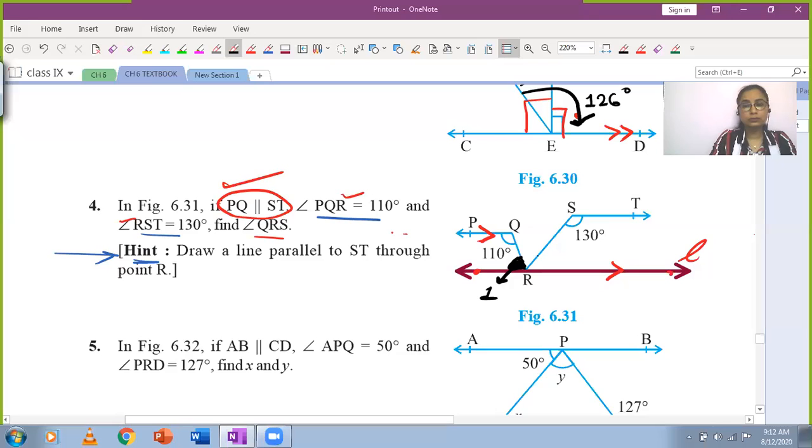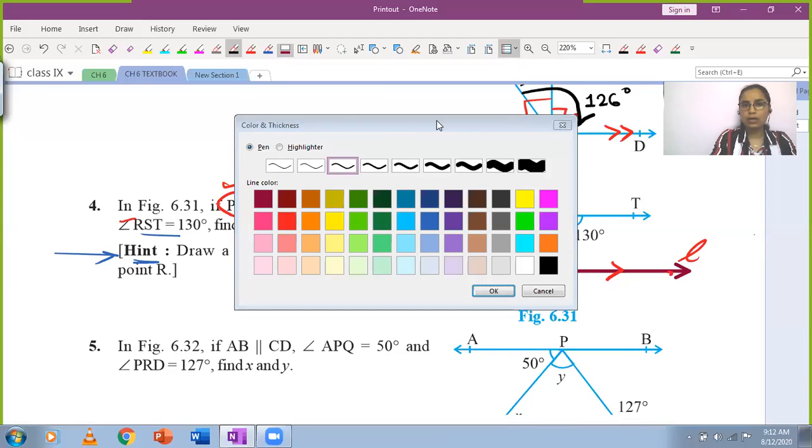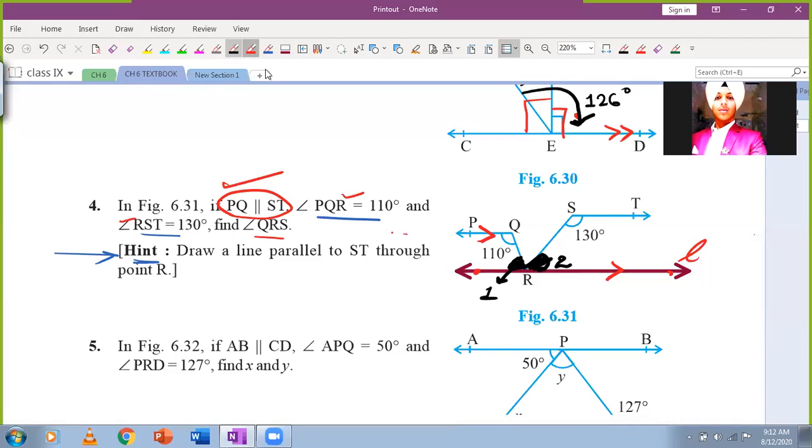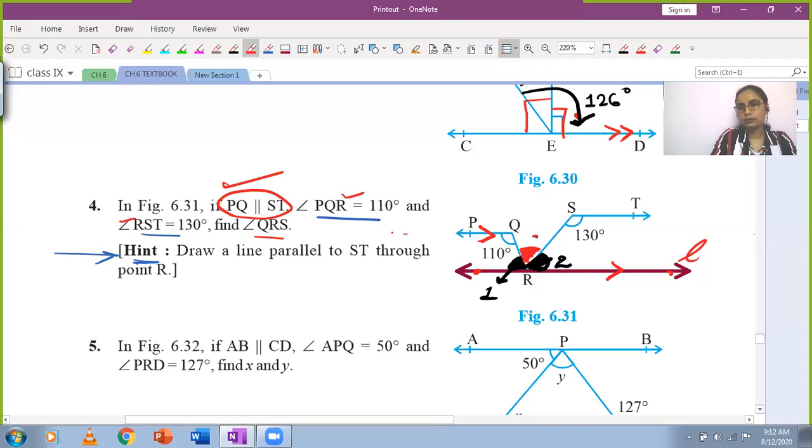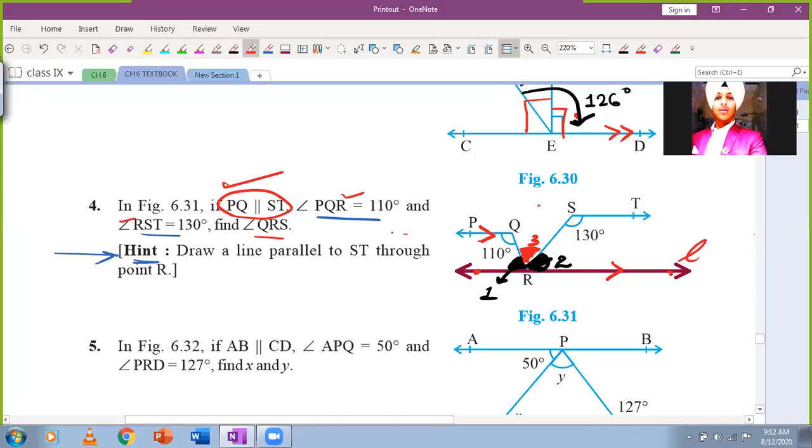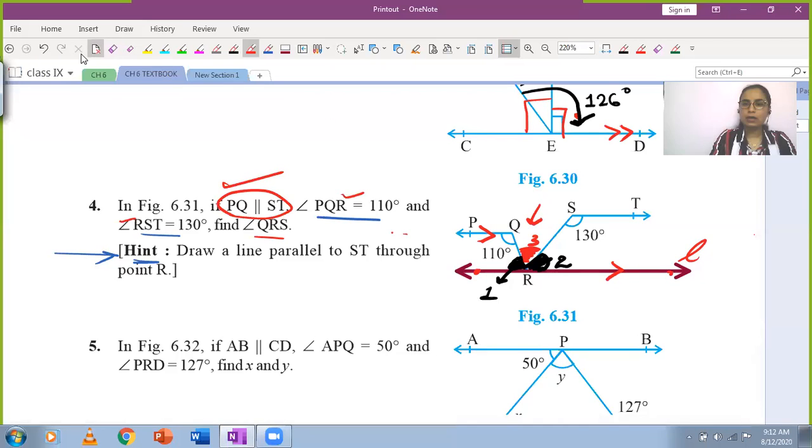No. At R, there are three angles. I'm just going to mark those. So let's mark this one on the left as 1, this one as 2, and the one right in the middle as 3. This is the one we need to find out, the third one. How can you use it?